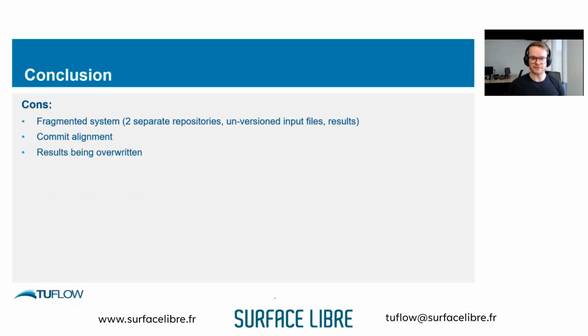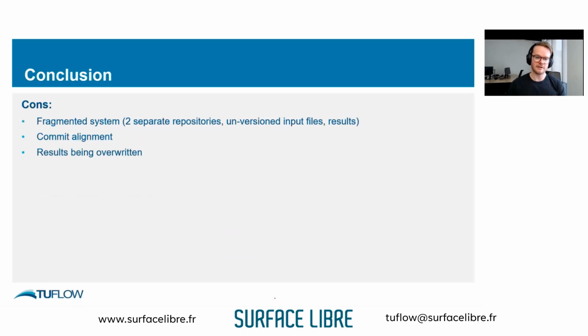Another con I thought of was maybe results being overwritten. If you're using the manual method, you're renaming the TCF, so the result files will therefore have different names and won't overwrite results when you run a model. Obviously, if you're not updating the result TCF names, you're not going to have a history of results, if you want them.